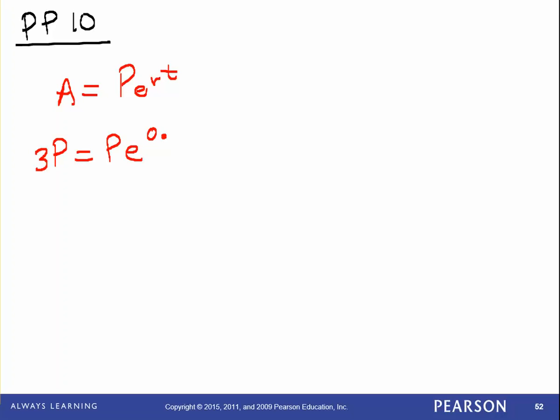Alright, let's go for it. Practice problem number 10. We go to the formula for continuous compounding: A is equal to P e to the rt. We want to triple our money, so we put 3 times P for A, because that will triple the money. And we know the interest rate is 0.065, so we can put that in. Now my question really is, I've got to solve for t.